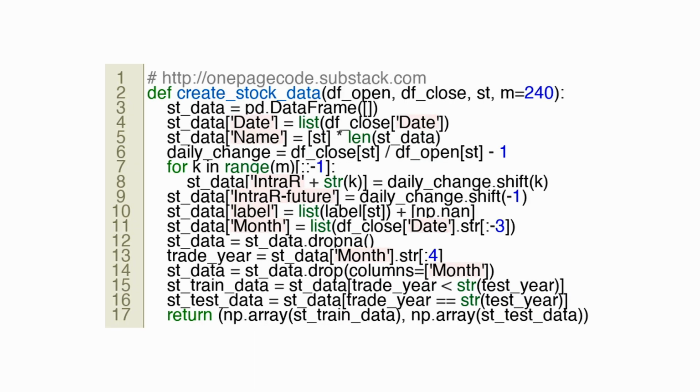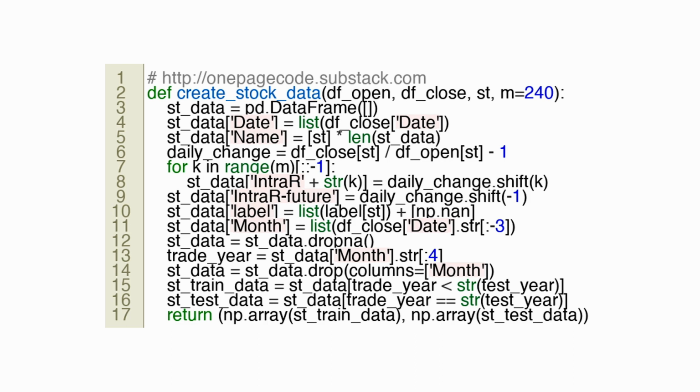This code is a function that creates a stock dataset for a given stock. It takes in two data frames, one for opening prices of the stock and one for closing prices, along with the stock name and a default value of 240 for a parameter. It first creates an empty data frame called stdata and adds two columns, date and name, with the date values from the closing price data frame and the stock name in every row.